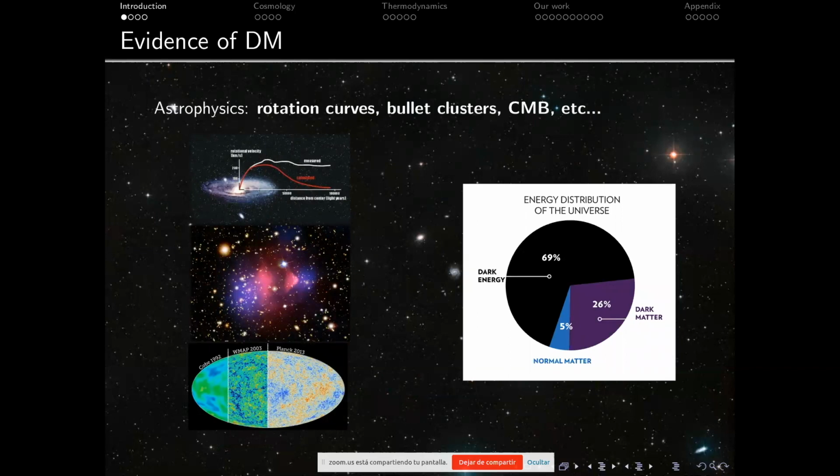So as you all know, there is strong evidence from observations on the astrophysical side that normal matter is not unique. There is another component called dark matter that makes up something like 26% of the total energy density of the universe, as you can see in the cake on the right. The evidence that we have is typically from rotation curves, galaxy clusters, and CMB physics.